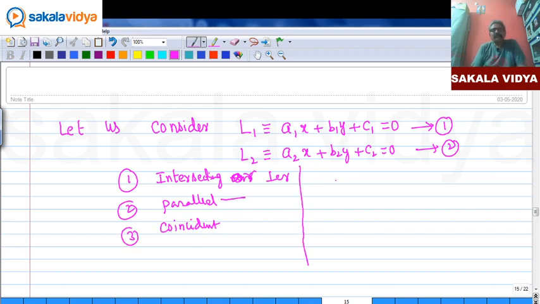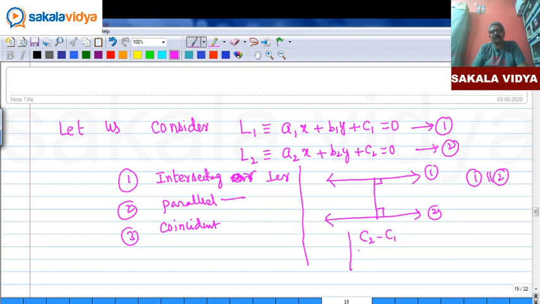For example, these two are parallel, 1 and 2 are parallel. How to find out the perpendicular distance or distance between these two lines? The distance between the parallel lines is given by the formula mod of C2 minus C1 by root of A1 square plus B1 square, because if they represent parallel lines, these coefficients must be same. Only A1x plus B1y, they differ by the constants.